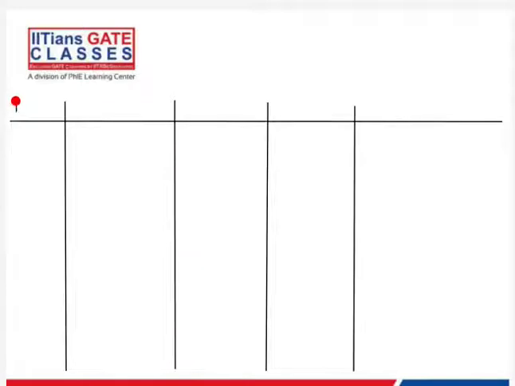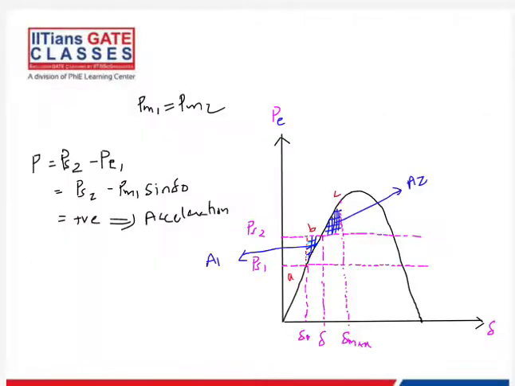So this is our point. This is the power relation. This is acceleration. This is with respect to omega, and this is P max. Let's look at what happens at point A. So what is point A? It is the point just before the output changes.